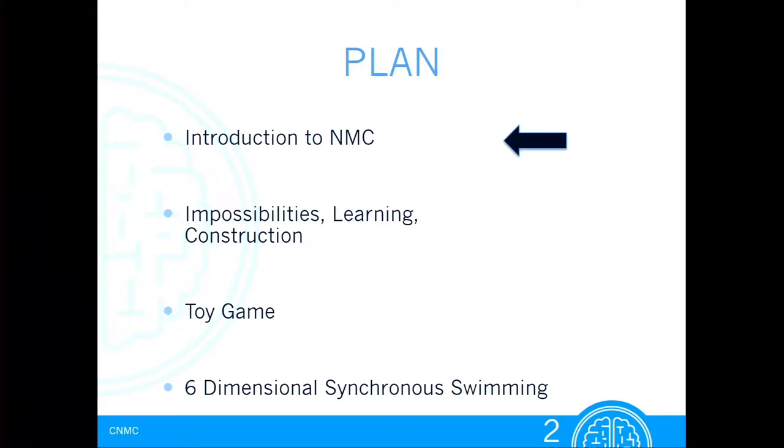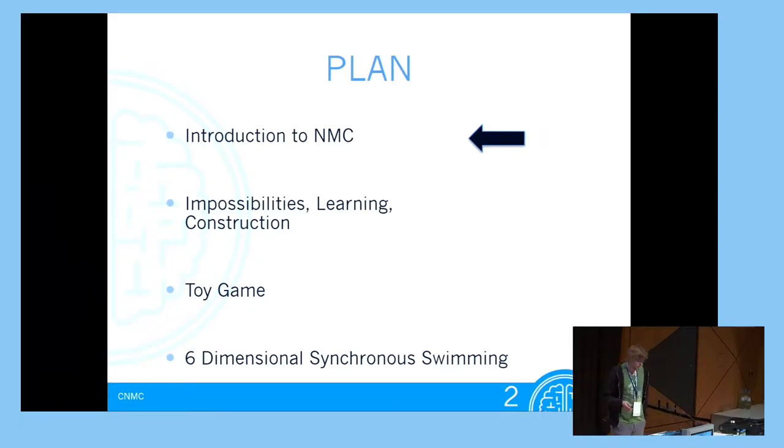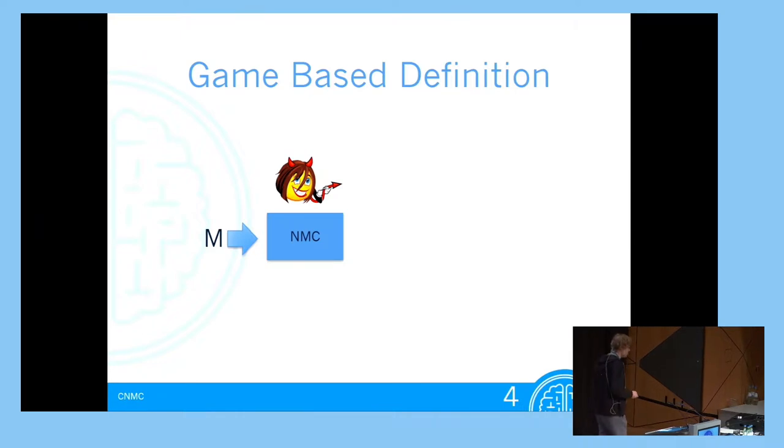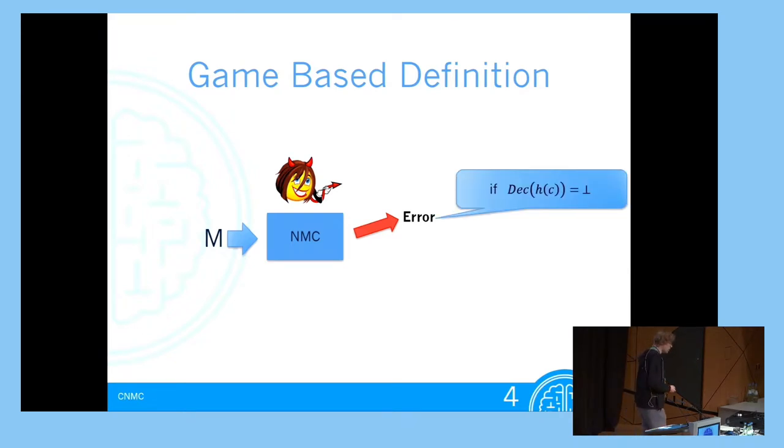So we'll start with some introduction to NMCs. We have to go through it because the setting is slightly stronger than in the previous talk. It's a game-based definition. Our adversary picks two messages, M0, M1. One of them gets selected at random, gets encoded, and the adversary gets to tamper with the code word. And he will get one of three possible messages as an output of his tampering. He will get error if the tampered code word is not valid. That's exactly the same as in the previous talk.